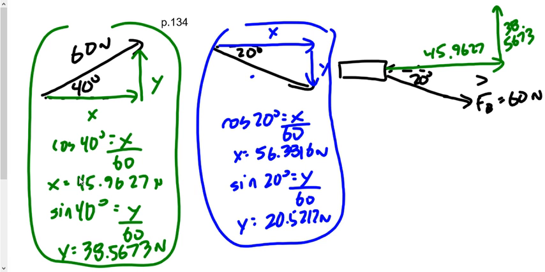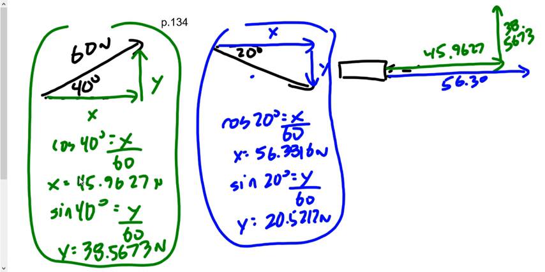Let's replace that 60 with the x and y components now. We've got 56.3816, and then we've got 20.5212. I didn't draw those to scale very well, because that 20 should be about half as long as the 38, but good enough.